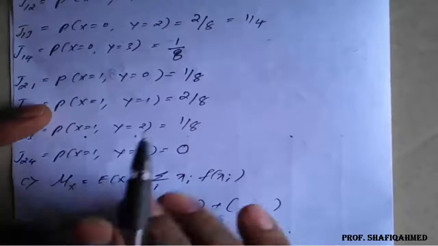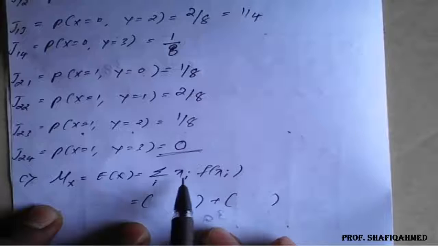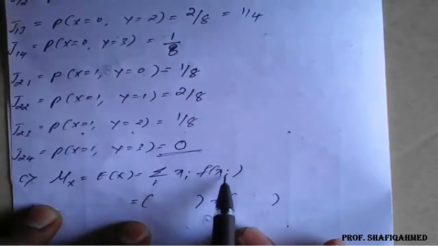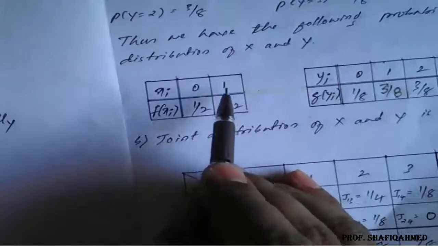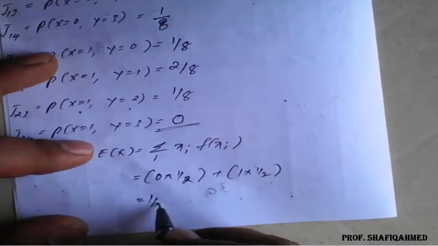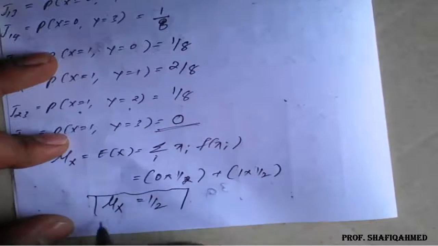So from the table, we have completed. Then we need to go for mu x, that is the expectation of x. The formula is summation of xi into f of xi. So here expectation means we need to check 0 into 1 by 2 plus 1 into 1 by 2. So that is 0 into 1 by 2 and 1 into 1 by 2. The resultant is 1 by 2. So this is the answer of mu x, or expectation of x.